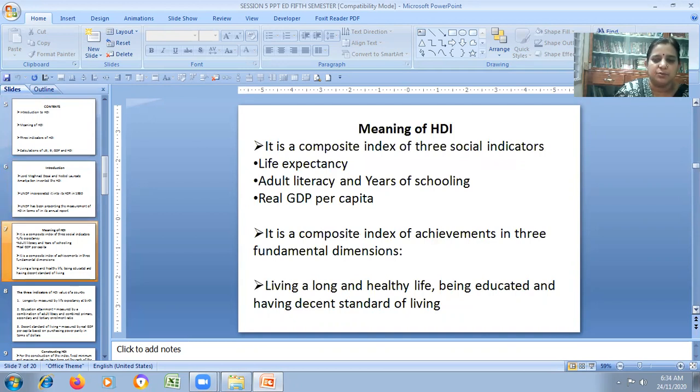Now, let us move on to the meaning of HDI. It is a composite index of three social indicators. They are life expectancy, adult literacy and years of schooling, and real GDP per capita. Human Development Index is a composite index of achievements in three fundamental dimensions, that is, living a long and healthy life, being educated, and having a decent standard of living.